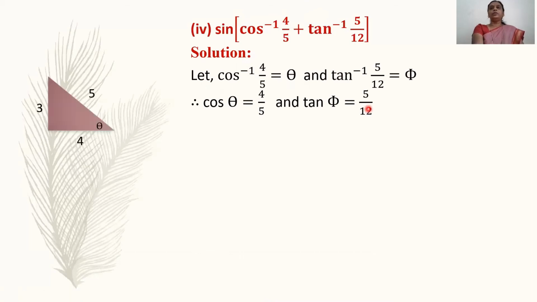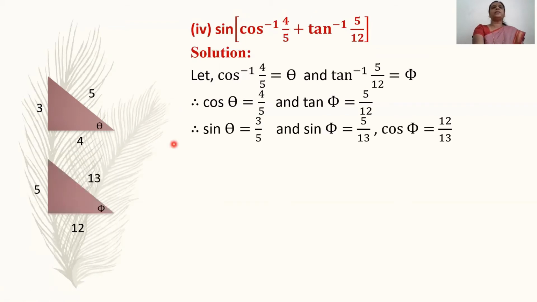Now you know the Pythagoras triplets. Here cos theta is 4 by 5. Means if this is a right angle triangle and this is theta, cos theta is 4 by 5 means adjacent side is 4 and hypotenuse is 5. And in this right angle triangle, according to the Pythagoras triplet, this must be the value 3. Using this, we get sin theta, means opposite side divided by hypotenuse. We will get sin theta is equal to 3 by 5. You find out the value like that.